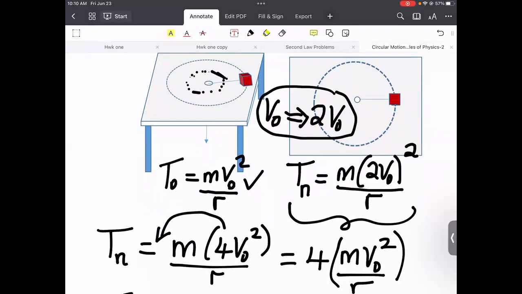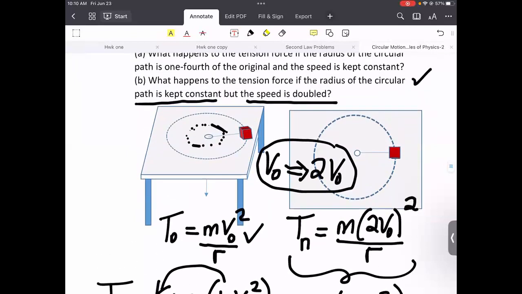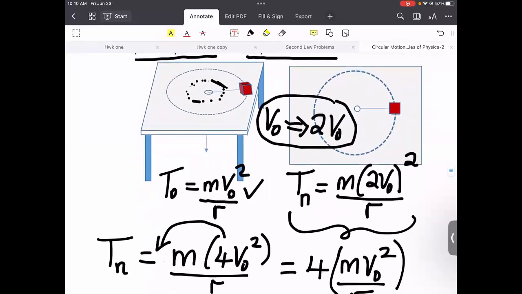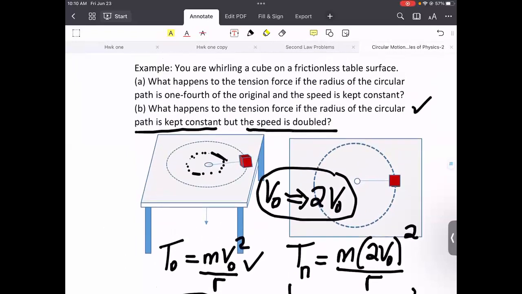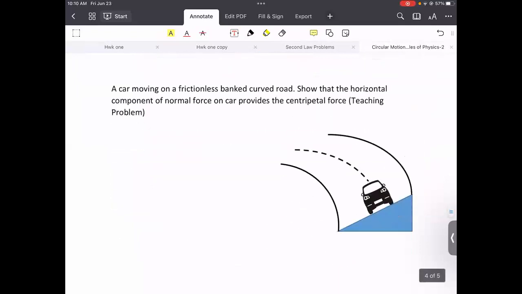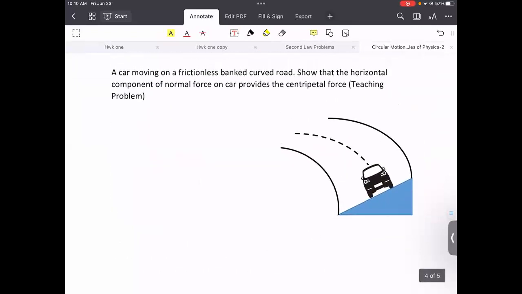We can also have other questions. What about if the mass is changing? We just have to use some algebraic reasoning to understand how tension behaves. All right, now let's look at this problem here.